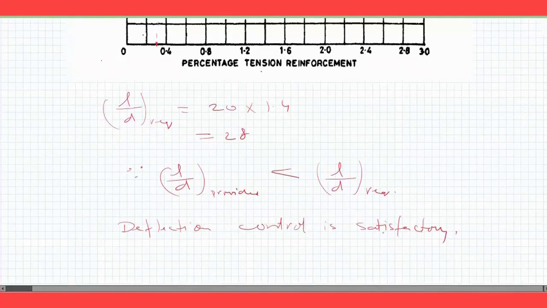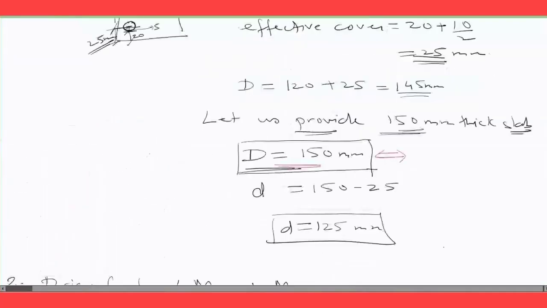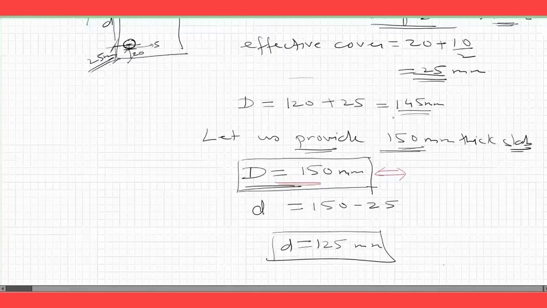Suppose if this condition was not getting satisfied, if it was greater than L by D required, what could have been the solution? You would have increased the effective depth D, or you have to increase the thickness of the slab. So if you increase the thickness of the slab, again you have to start with step number 2. So that's why, when I started with my trial thickness, I had taken care of that deflection criteria check, because I know I have to later check for that deflection criteria.